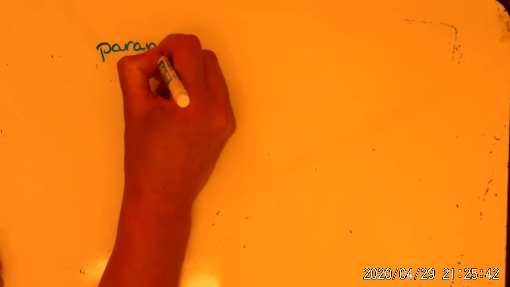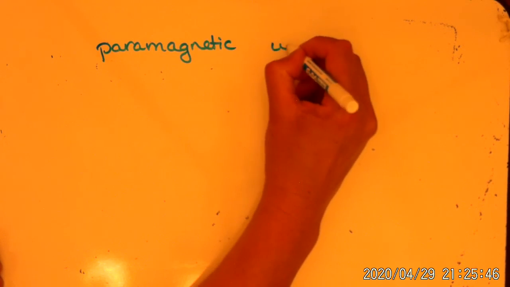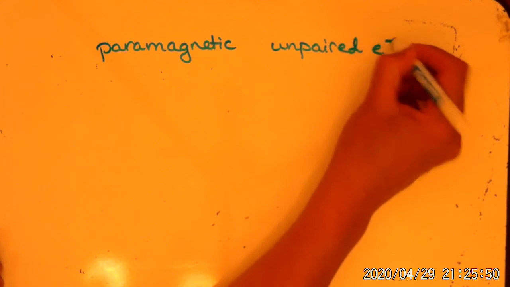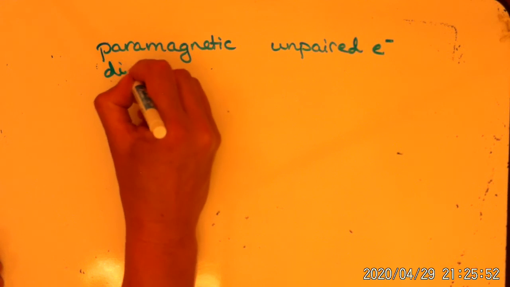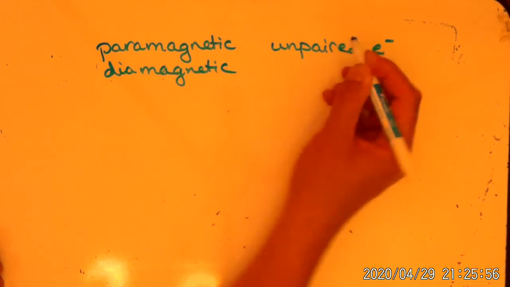Actually, before we move on, let me just give you the different terms. On the atomic or molecular basis, we have paramagnetic, and diamagnetic, where all electrons are paired.